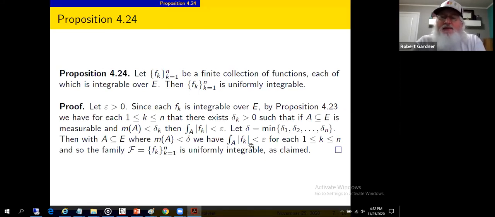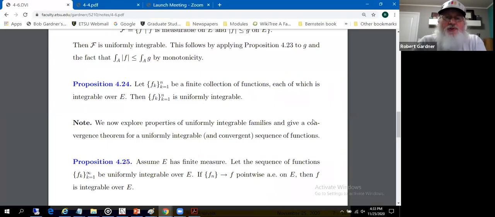Can we extend this to an arbitrary collection? If I have an infinite number of deltas, then I can't take a min. I'd have to take an inf, and I might not get delta positive. So of course, that's where this falls apart if I try to mimic this in an infinite setting. But a finite collection of integrable functions forms a uniformly integrable family of functions.